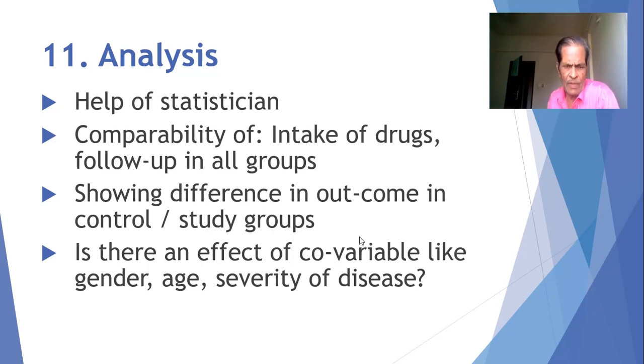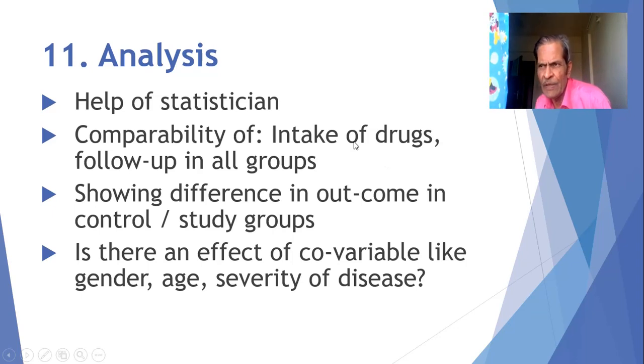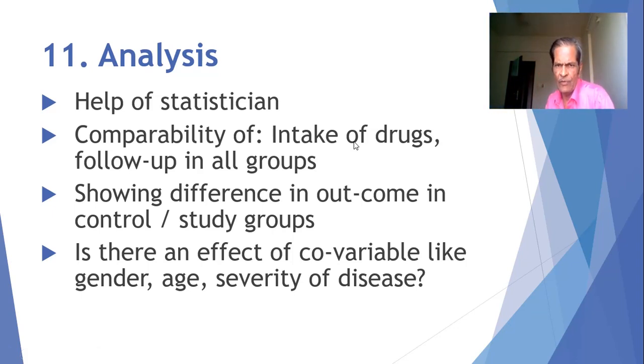For the analysis, one should take the help of the statistician and the computers. The analysis involves showing the comparability of the two groups, that is the study group or the experimental group and the control group. The comparability should be for the intake of drugs and in respect to the follow-up. So the intake of the drug should be comparable, and the follow-ups of the two groups should be comparable. The indicators of follow-up we have mentioned. Indicators for the intake of drug we have mentioned in the variable list.